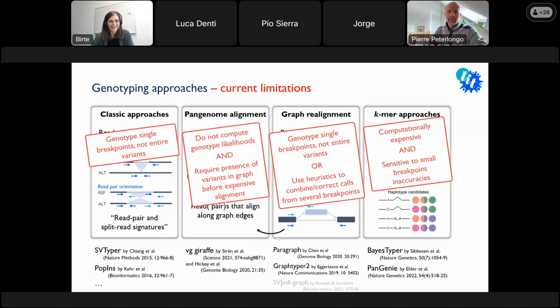So the problem that we have with the single breakpoint versus the entire variant is actually a genotyping problem. Of course, when detecting variants, you often detect just a single breakpoint or novel junction, but then it's hard to report the variant. So most clean call sets of variants report actually entire variants and not just single breakpoints.